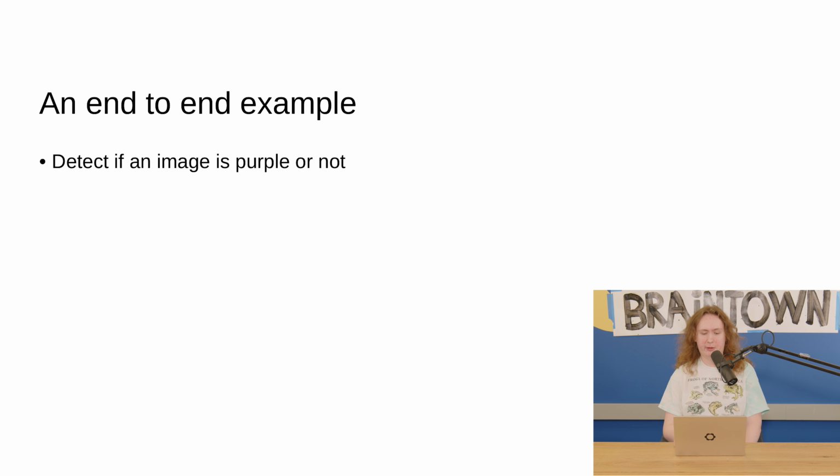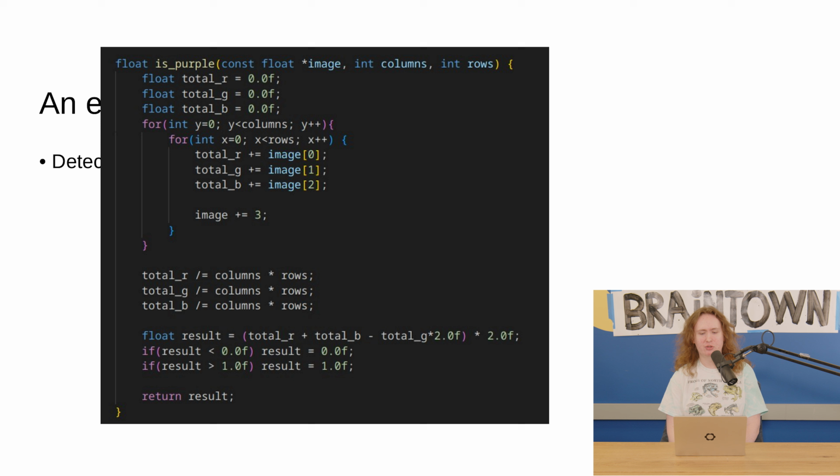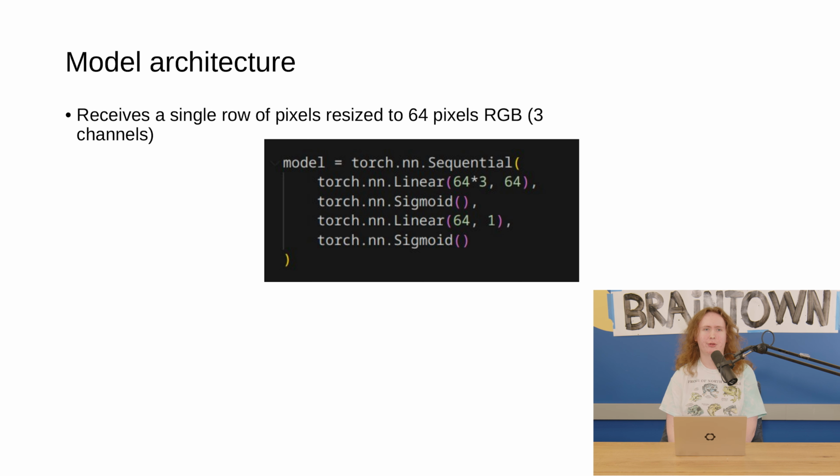So let's walk through an example from start to finish. Let's make a toy model that detects if an image is purple or not. Of course, you don't need machine learning for this. You can just write some code like this. But I'm going to use machine learning just to demonstrate how the process works. So the model is going to be pretty simple. Just look at a single row of an image that's been resized to be 64 pixels in width. So there's a linear layer that looks at 3 channels of a 64 pixel row, reduces it to 64 dimensions. There's a sigmoid activation, another linear, and another sigmoid.